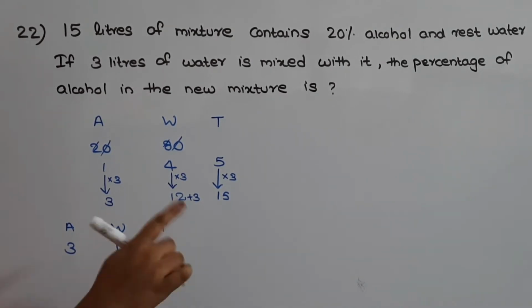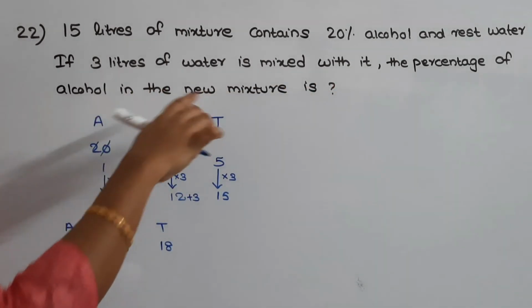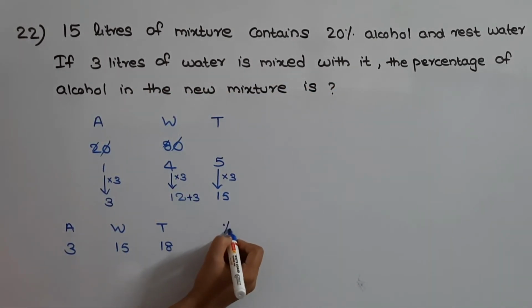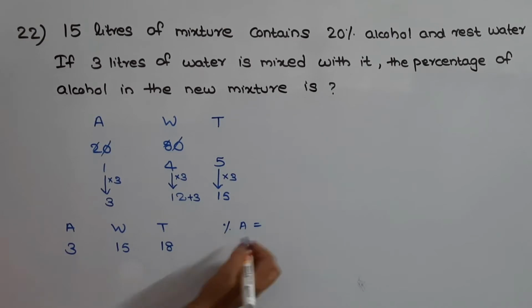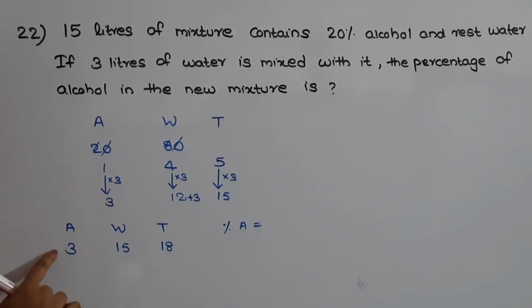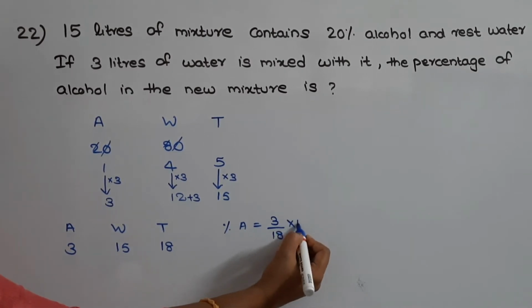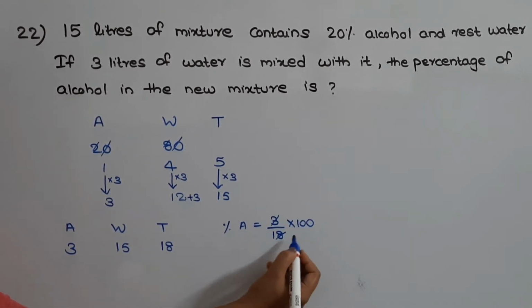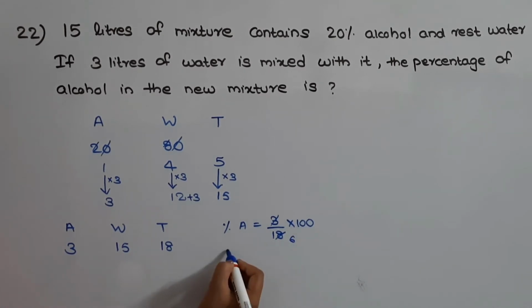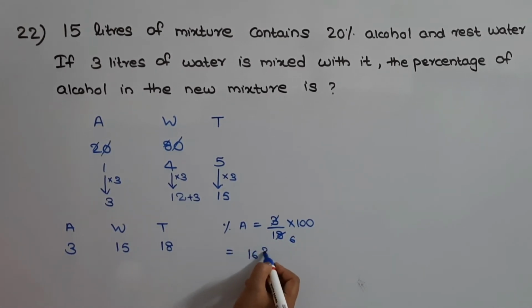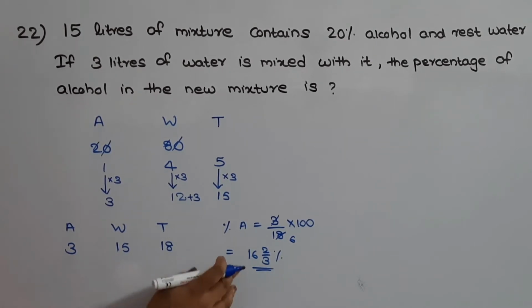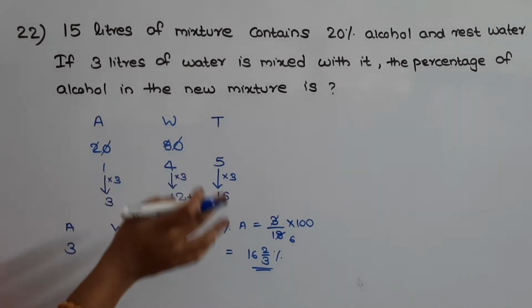Okay, so we need to find out the percentage of alcohol in the mixture. So percentage of alcohol will be equal to, what is the quantity of alcohol? That is 3 divided by the total quantity of the mixture, that is 18 into 100. Okay, so on solving this, you will get it as 16 2 by 3 percentage. Okay, so this is the percentage of alcohol present in the new mixture.